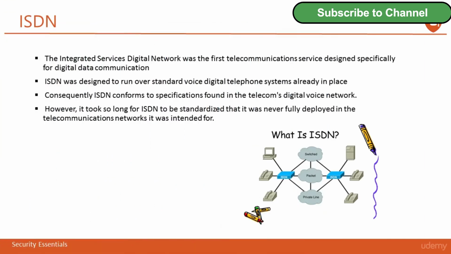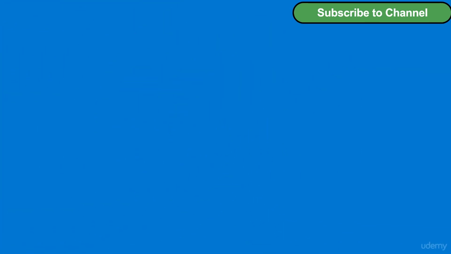Next one is ISDN, the Integrated Services Digital Network. ISDN was the first telecommunications service designed specifically for digital data communication. ISDN was designed to run over the standard voice digital telephone system already in place. Consequently, ISDN conforms to specifications found in telecom's digital voice network. We use the ISDN protocol in voice communications, in telephonic communication. However, it took so long for ISDN to be standardized that it was never fully deployed in the telecommunication networks it was intended for. Like you can see in the picture, we have multiple telephone lines, and they are connected with the ISDN topology.